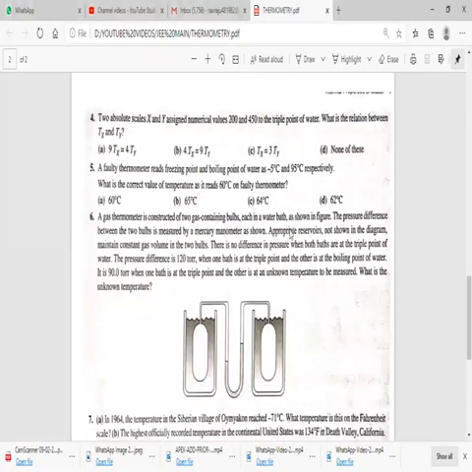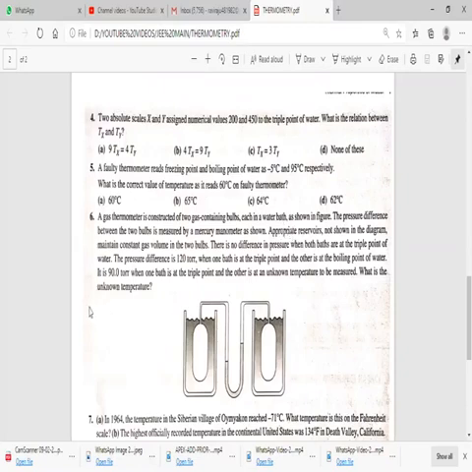Question number 5. A faulty thermometer reads the freezing point and boiling point of water as -5 degrees and 95 degrees Celsius respectively. What is the correct value of temperature when it reads 60 degrees Celsius on the faulty thermometer? Generally the freezing point and boiling point temperatures are at 0 degrees Celsius and 100 degrees Celsius. But in this particular faulty thermometer, the values were given different. Any scales we can compare with the general Celsius scale.